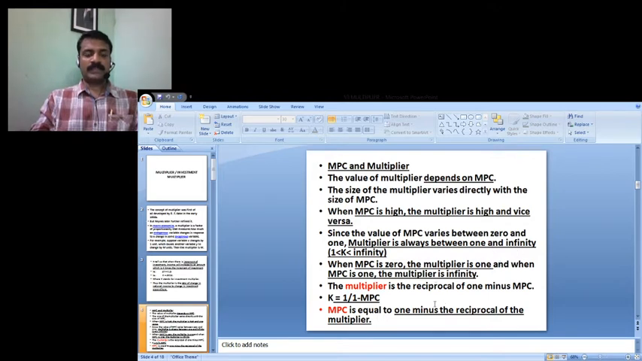So the multiplier is the reciprocal of 1 minus MPC, and MPC is equal to 1 minus the reciprocal of the multiplier. That means k equals 1 by 1 minus MPC.